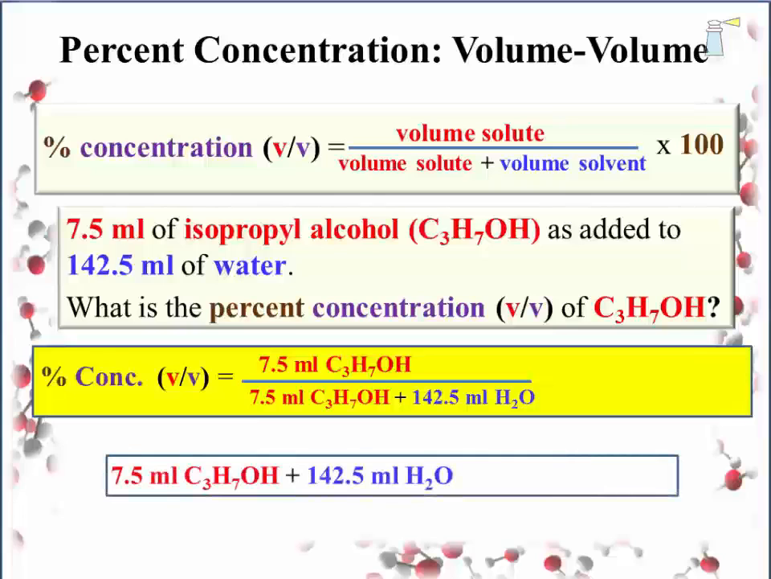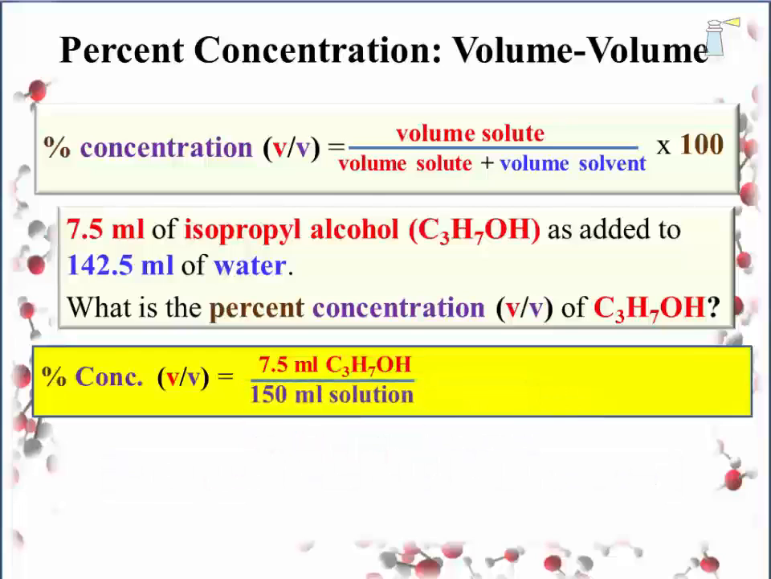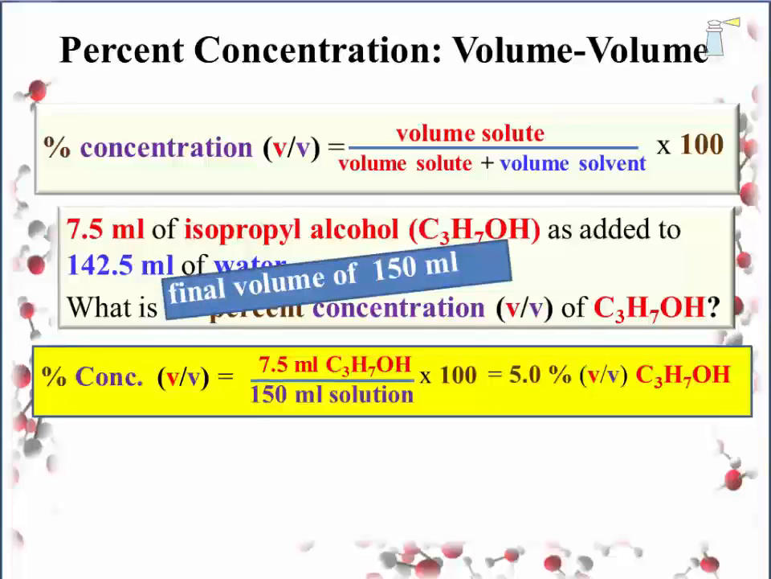Pulling the values of the denominator out, we see that it solves to a tidy value of 150 mL. Placing the volume of the solution in the denominator and multiplying by 100 gives a concentration of 5.0% volume to volume C3H7OH. That is a relatively dilute concentration. This exact problem could have been reworded with the water added to a final volume of 150 mL, and it would yield the exact same concentration. The volume of the solution can be given outright or summed from the solute and the solvent.